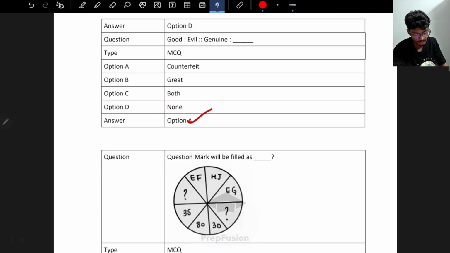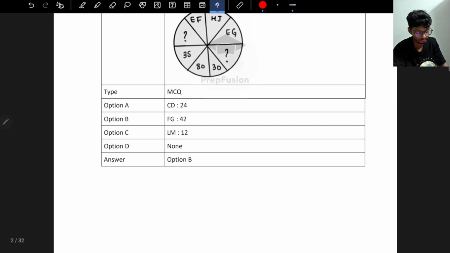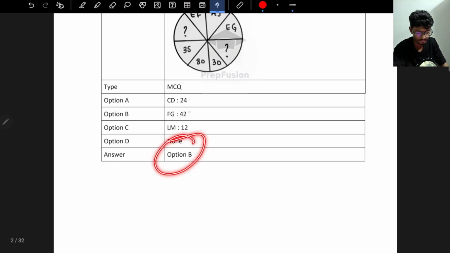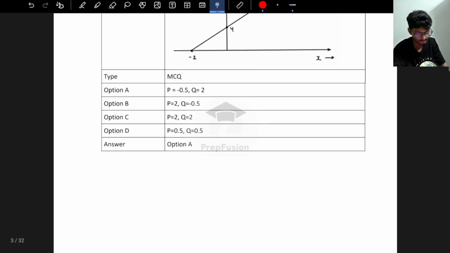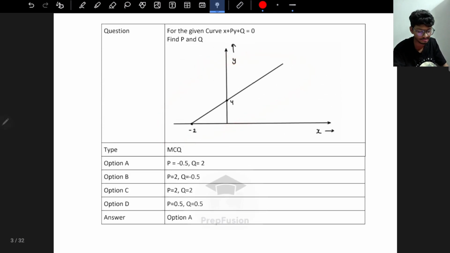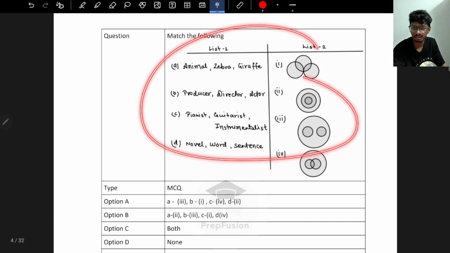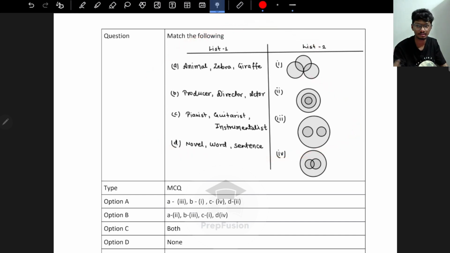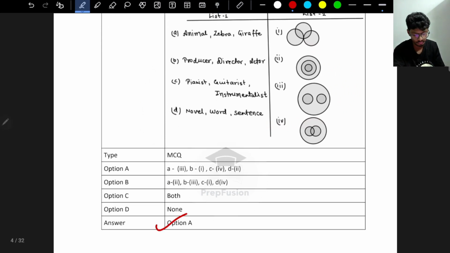Here again you have to fill the question mark. What will the question mark be filled with? For this question the answer will be option B. This FG belongs to 42. So these general aptitude questions were pretty straightforward and simple. This also is a very basic equation of a straight line. For this, option A will be the correct answer. Next, I will explain those questions which I find a bit tricky. Simple questions I will not explain, I'll just tell you the answers, and I hope you already know the solutions. For this question as well, option A will be the correct answer.